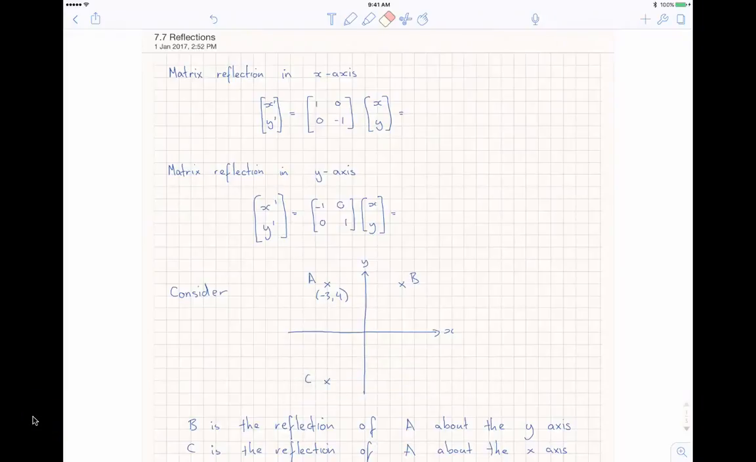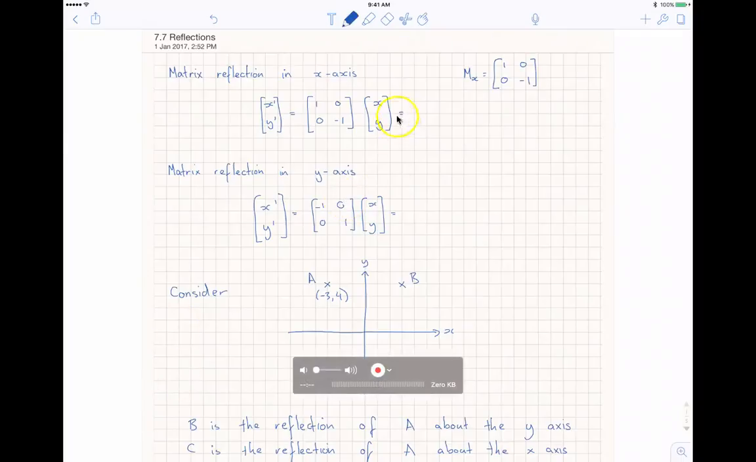So the next transformation that we look at is reflection. A reflection matrix, if we're reflecting about the x-axis, we call that reflection matrix Mx, and it just equals [1, 0; 0, -1]. So if we take some pre-image or original point (x, y) and we multiply it by a reflection matrix, we'll get the image of that point about the x-axis.